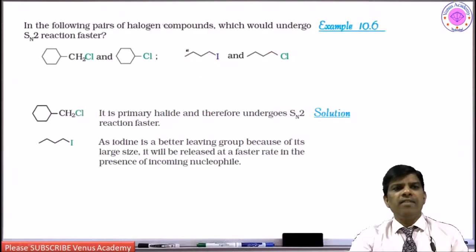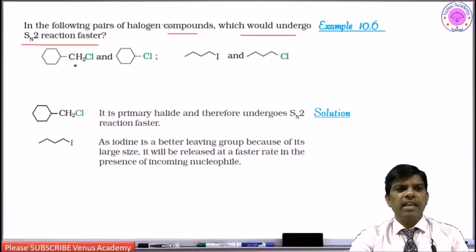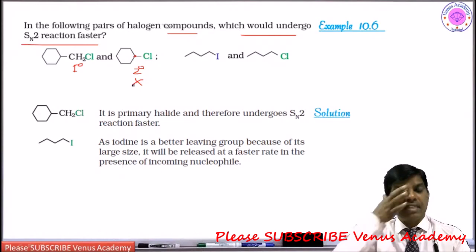Let us take the following pairs of halogen compounds, which would undergo SN2 reactions faster. So what is the carbon here? It is primary. Primary carbon easily undergoes SN2. And what is this? It is secondary carbon. So SN2, is it possible? No, this does not undergo SN2. It undergoes SN1 type mainly.